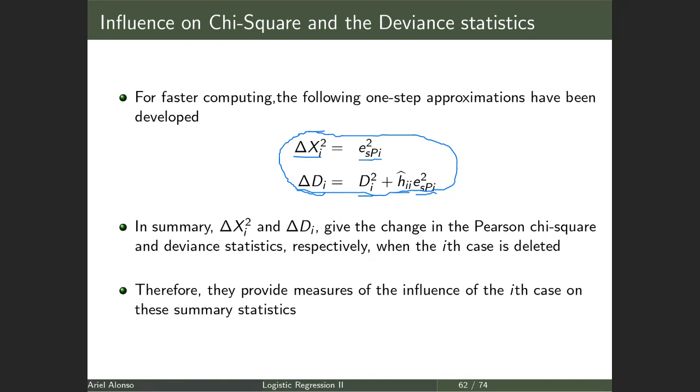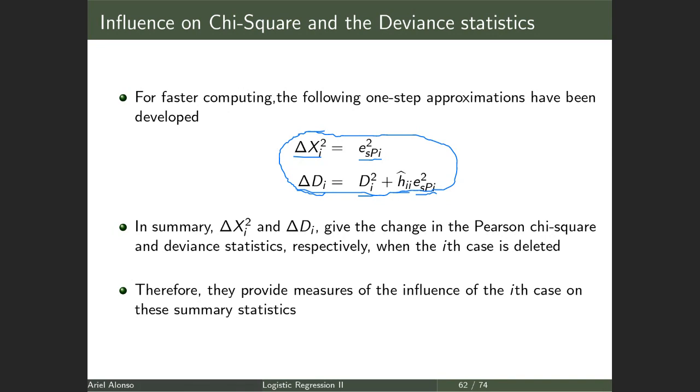So in summary, this delta chi-square and this delta deviance give the change in the Pearson chi-square statistic and in the deviance statistic, respectively, when you remove one observation. That allows you to quantify how big the impact is, how much I reduce my lack of fit if I remove one observation. So it provides some kind of measurement of the influence of a certain observation.